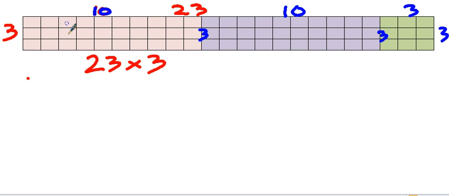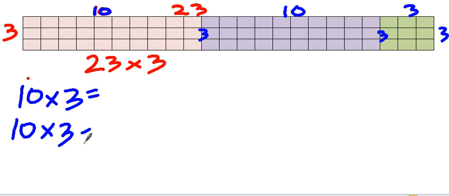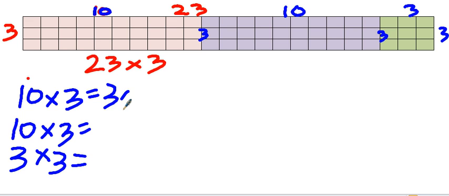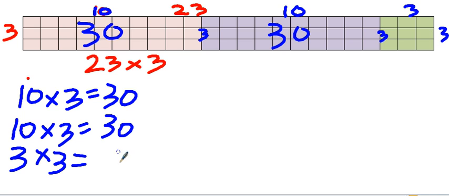So I want to find the area of this rectangle first. I have 10 and I have 3. That is 10 times 3. Then this rectangle right here, I have 10 and I have 3, so that's another 10 times 3. And the very last one is 3 times 3. Well, that's easy, that's a square number. So 10 times 3 is 30. 10 times 3, guess what? 30 again. And 3 times 3 is 9.